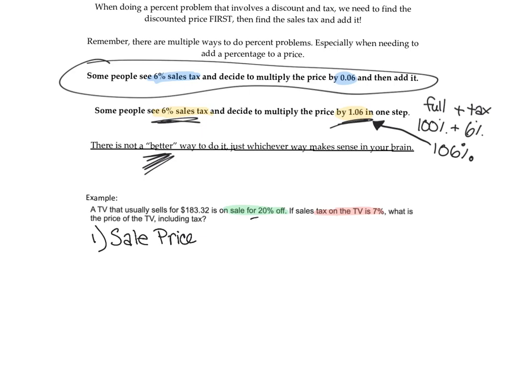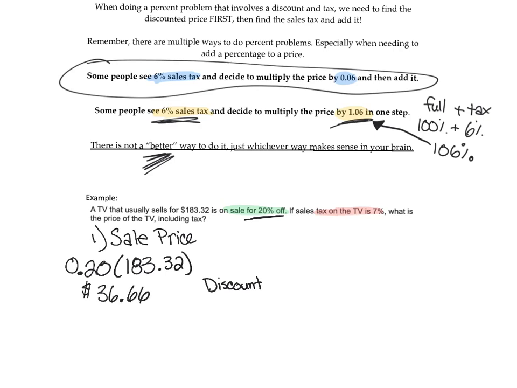So to do that, I'm going to do my 20%, which is my 0.20 if you use your handy dandy calculator, or 0.2. Multiply it by that original price of $183.32. That's going to give us that discount amount as to how much is being taken off. Which when I use my calculator to do 0.20 times $183.32, that gives me 36.664. Remember, with money, we round to the nearest hundredth, so $36.66.